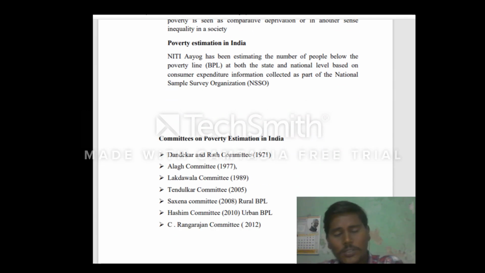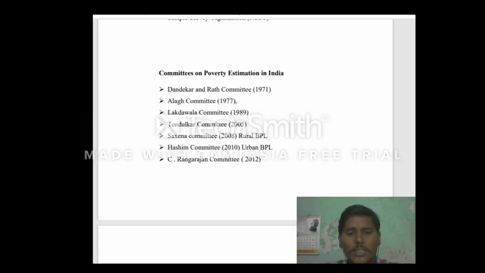So, poverty estimation in India. As we know, earlier poverty was being estimated by the Planning Commission, but the Planning Commission has been replaced by Niti Ayog in 2015. So now the task of poverty estimation is with Niti Ayog, which usually appoints a committee to estimate the national income. See, these are the committees formulated so far on poverty estimation.